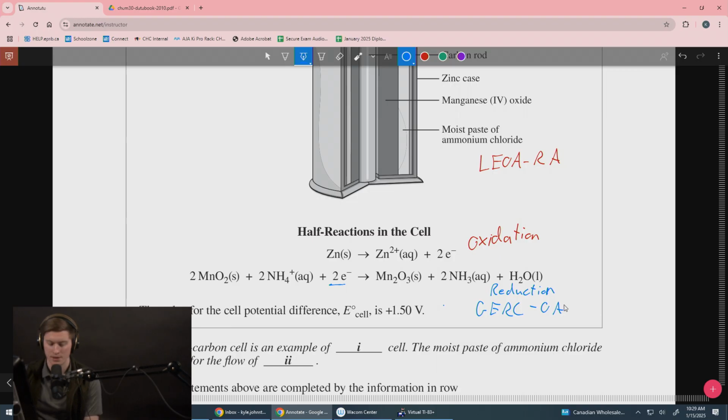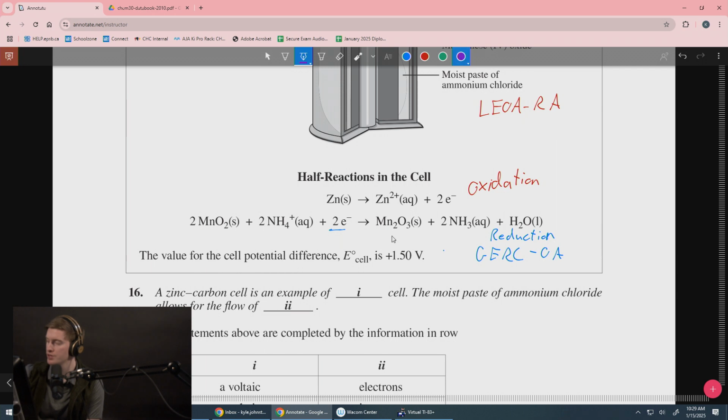oxidizing agent. The value for the cell potential difference, the E naught cell, is positive 1.50 volts. If we have a positive voltage, then this means this is a spontaneous reaction. Spontaneous, and it's a voltaic cell. All right, let's answer some questions.